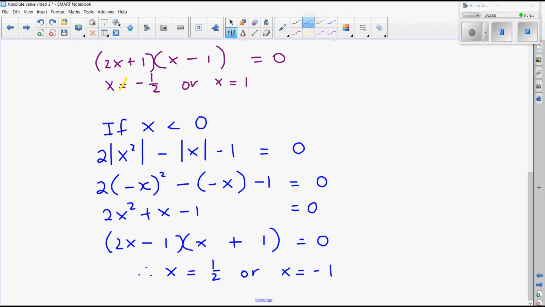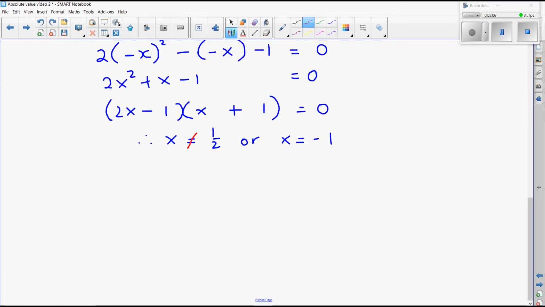Look at your restriction. You want all values which are less than 0, so x cannot be a half. X has to be negative 1. So your solutions are x equals 1 if x is greater than or equal to 0, and x equals minus 1 if x is less than 0.